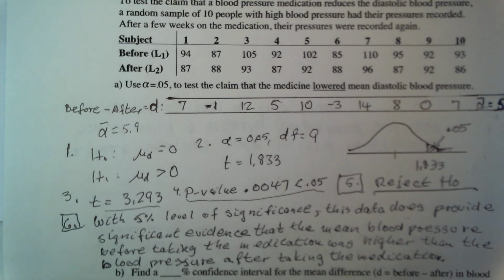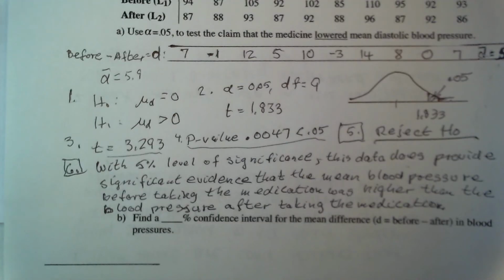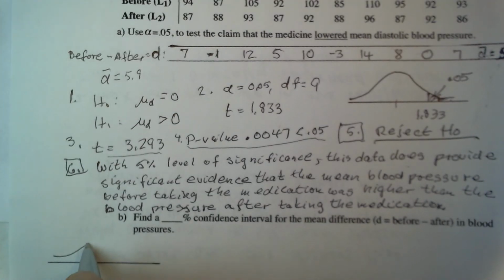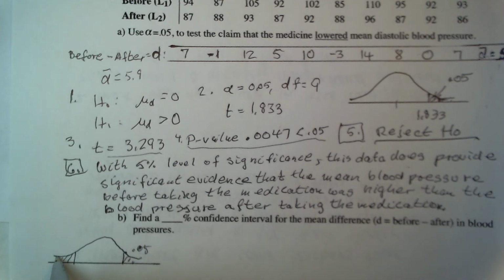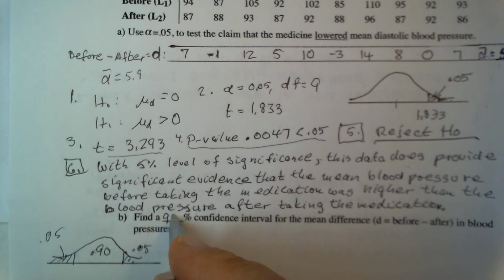And the last question is, find the confidence interval for the mean difference before and after blood pressure. So first of all, let's remember we're dealing with the right tail distribution, with 5% being in the right tail. Therefore, for the confidence interval, we need to balance it with 5% in the left tail. That leaves us 90% or 0.90 in the middle. So we are dealing with a 90% confidence interval. So that's the first observation.